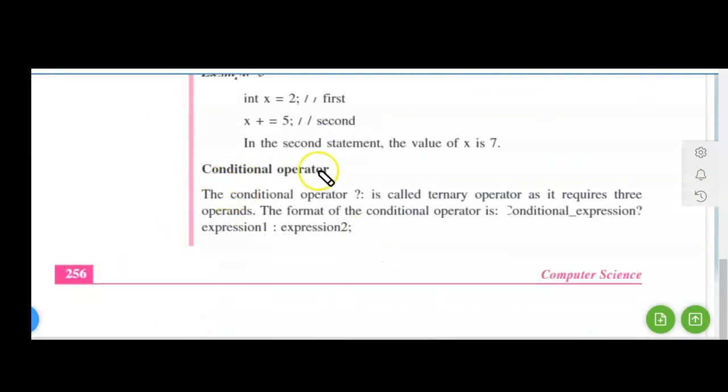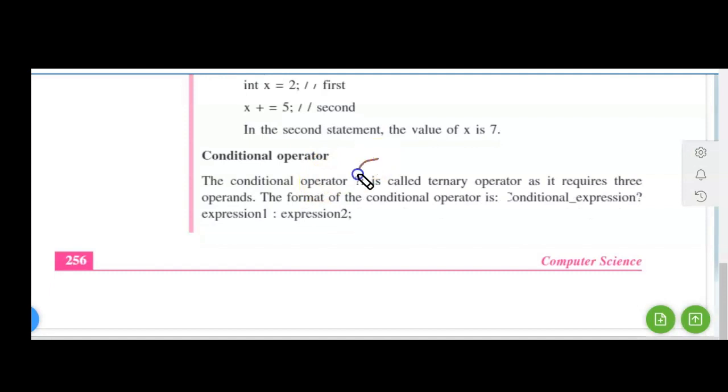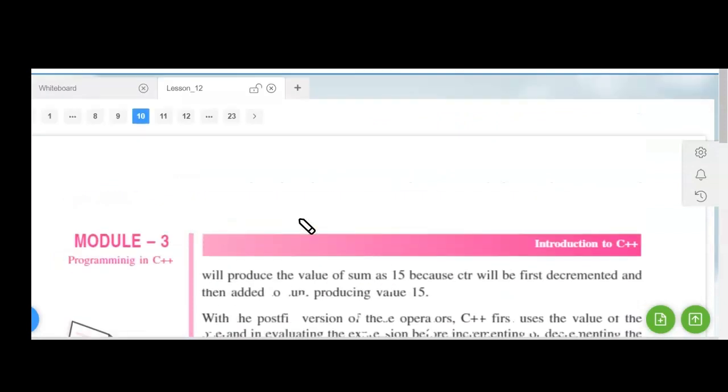Next one is conditional operator. This kind of operator is known as conditional operator, and it is also known as ternary operator. If you see here, it uses three operands. It's not unary or binary, it is ternary. That means before this question mark you have one expression, after this you have another expression, and then followed by this colon you have another expression. See here, the conditional expression is there. If it is true, expression 1 will be evaluated. If it is false, expression 2 will be evaluated. That is the meaning of this one.